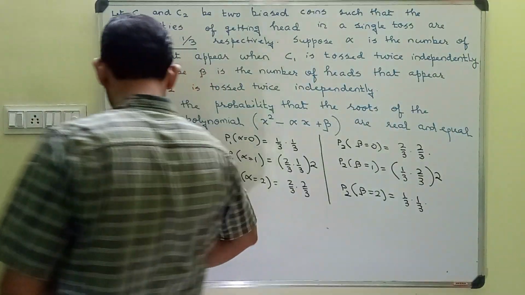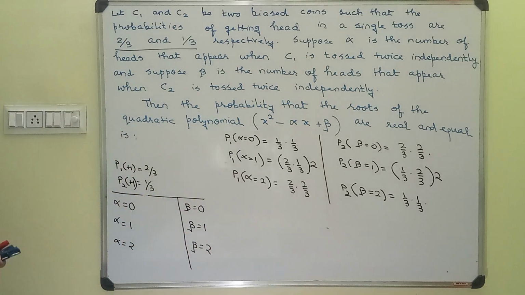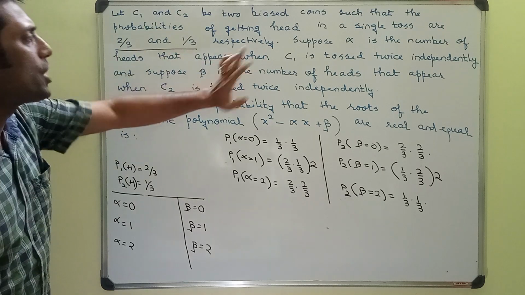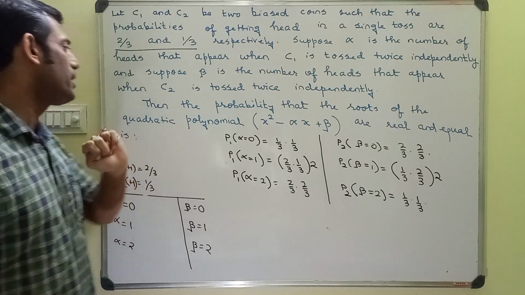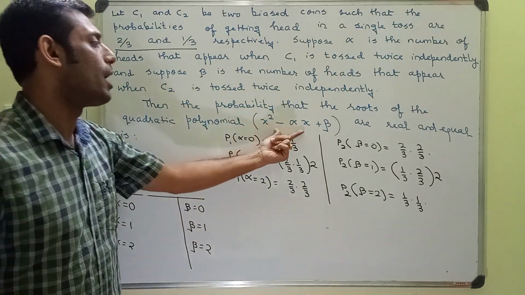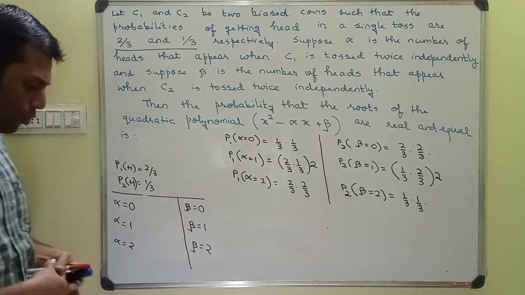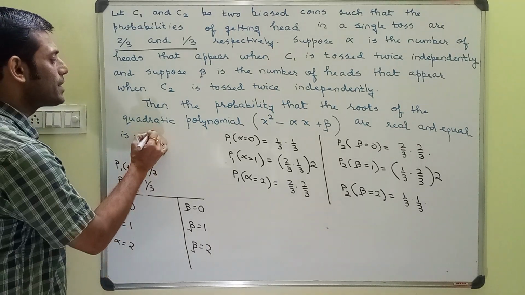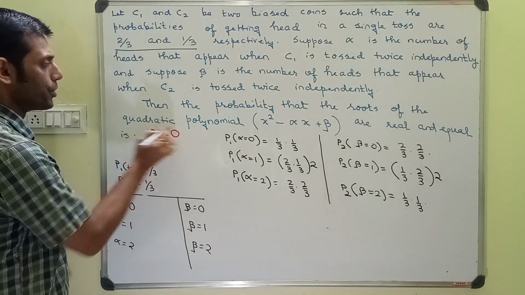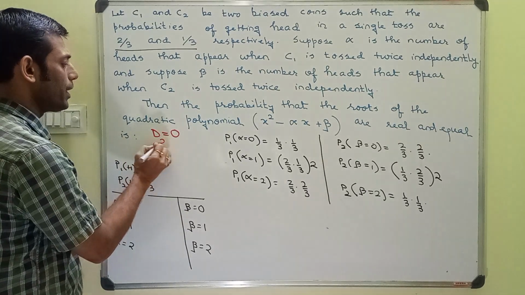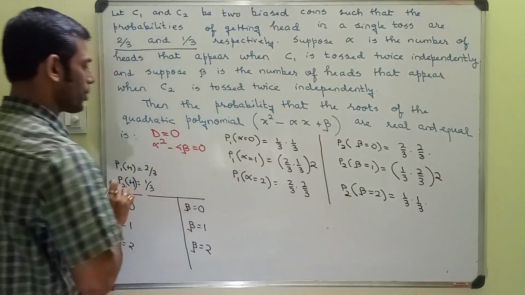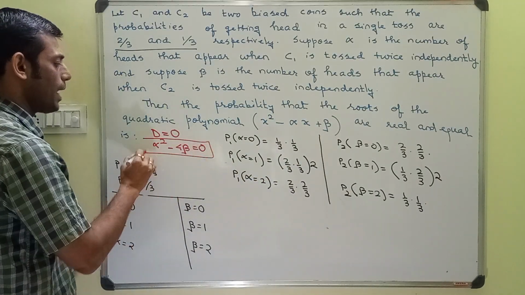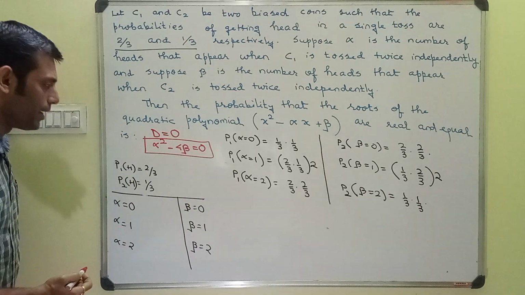0 heads, 1 head, 2 heads, 0 heads, 1 head, 2 heads. Now what is asked in the question? Suppose alpha is the number of heads that appear on C1 and beta is the number of heads that appear on C2 on tossing twice independently. Find the probability that the roots are real and equal for this quadratic. Roots are real and equal means the discriminant of that quadratic should be 0. That means alpha square minus 4 times beta should be equal to 0. And when can this happen? Under these set of alpha and beta values.